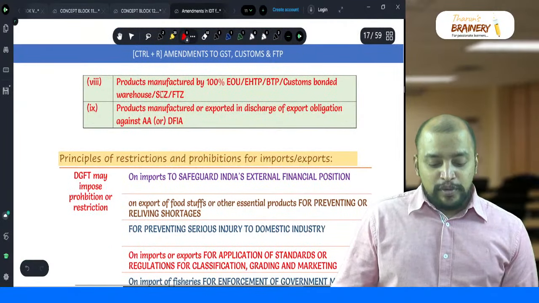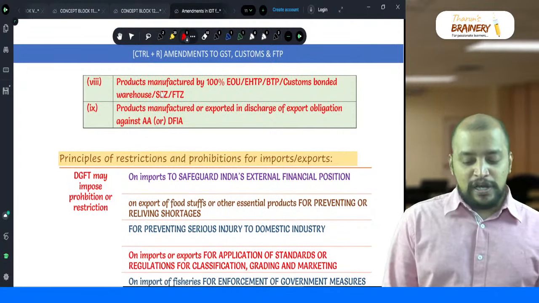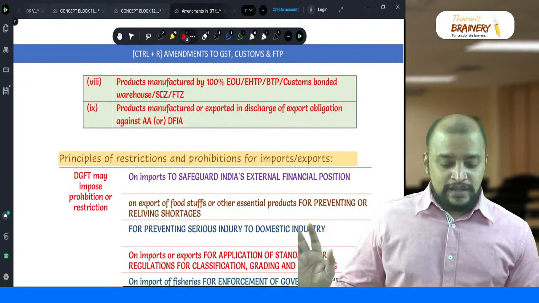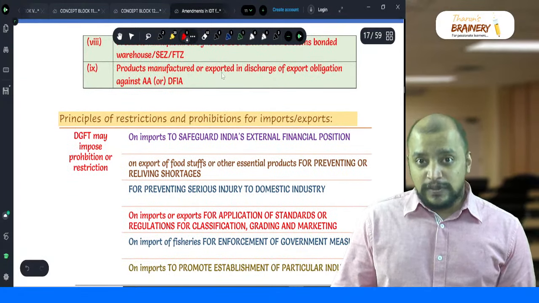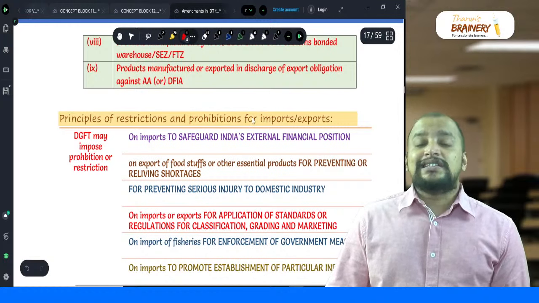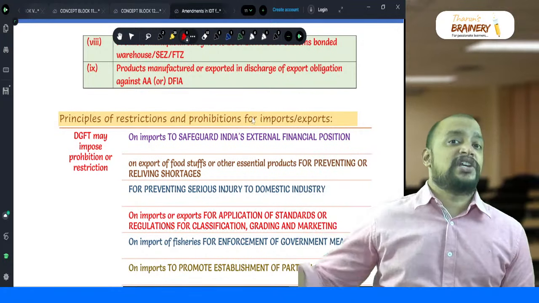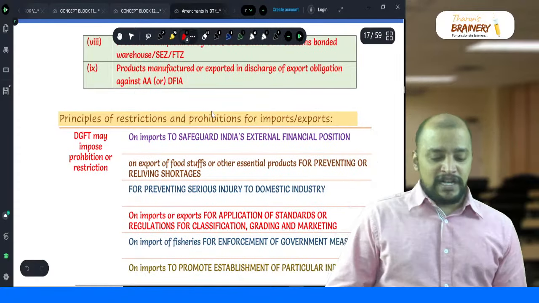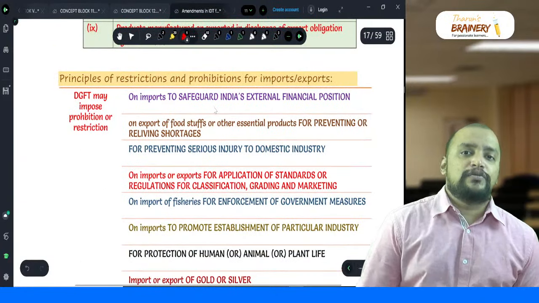Okay. So then products manufactured by 100% EOU, EHTP, BTP or customs bonded warehouse. Then also, RODTEP is not applicable. And products manufactured are exported in discharge of export obligation under advance authorization or duty free import authorization. There already incentives are there. So again RODTEP will not be given. So these are the 9 cases where you will not get the benefit of RODTEP.